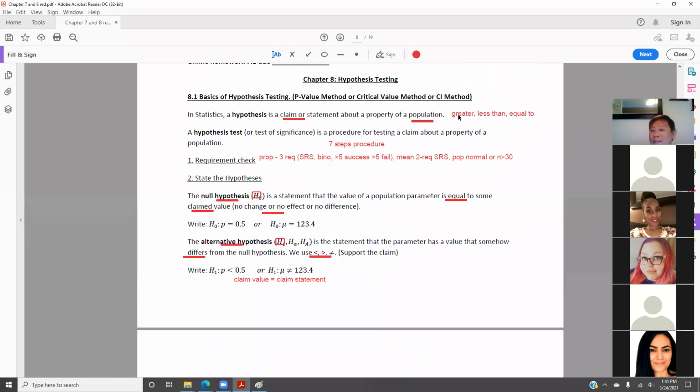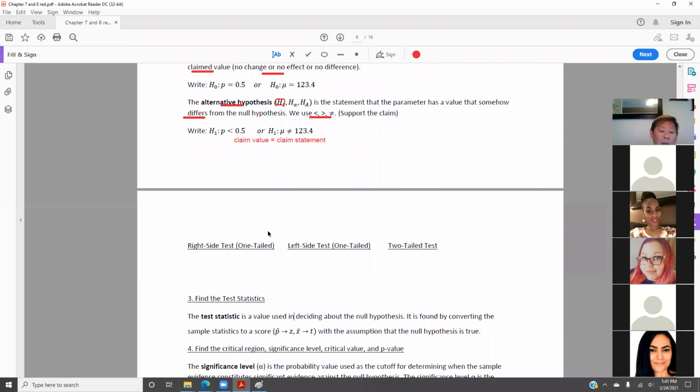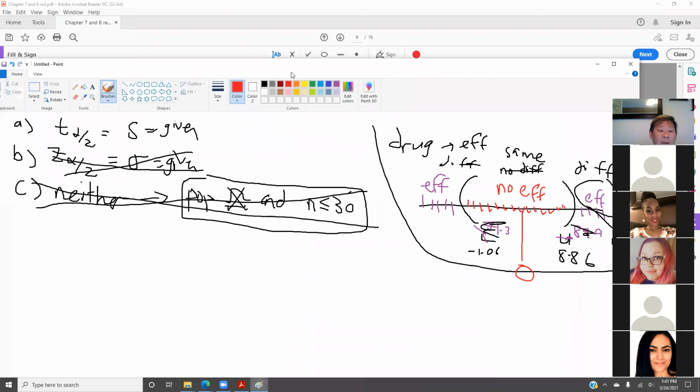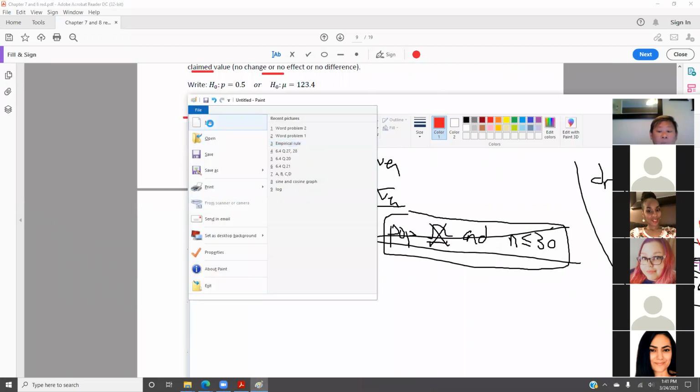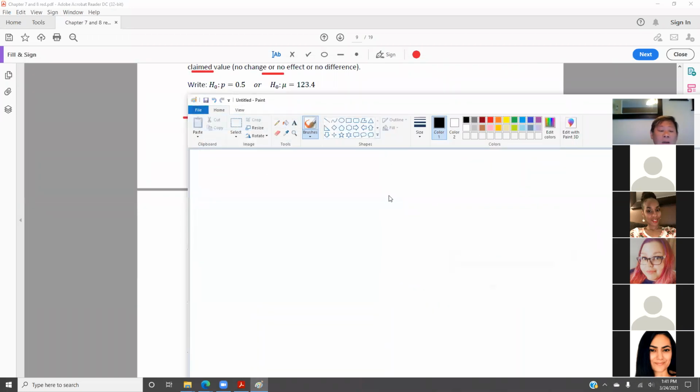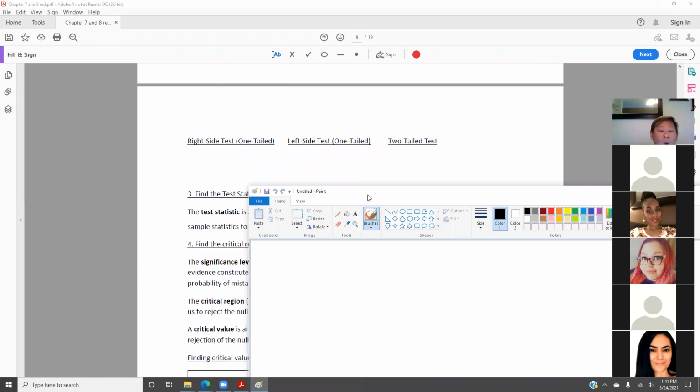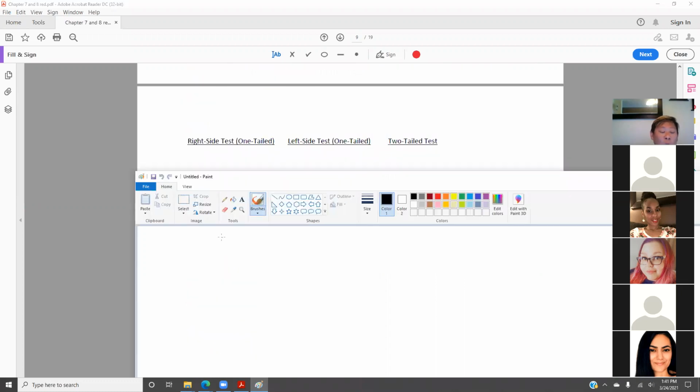This is the one that I tell you. You always have greater than, less than, or equal to. So when you guys do a right tail test, this is the picture. Sorry, because I cannot draw the picture over there. So when you do a right tail test, right is on the right side. So it's greater than.